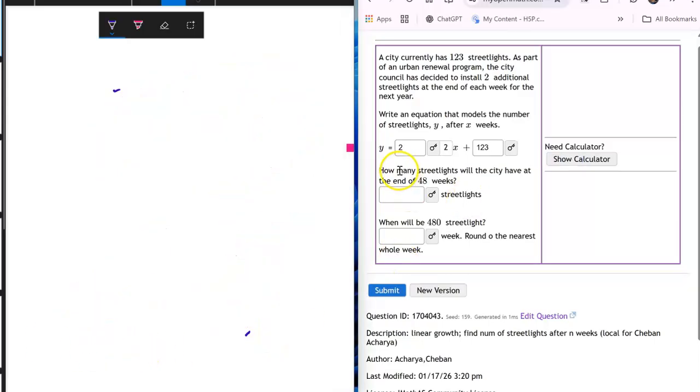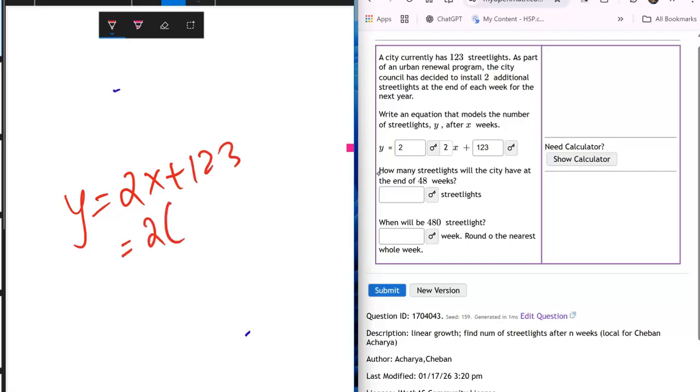Next question: how many street lights will the city have at the end of 48 weeks? So here 48 is the time. Week is x, and the number of street lights is y. So you are looking for the y value when x is 48 weeks. So you put the x value into the function, y equals 2x plus 123. You put x in the equation, which is 48, plus 123. So you get the value.